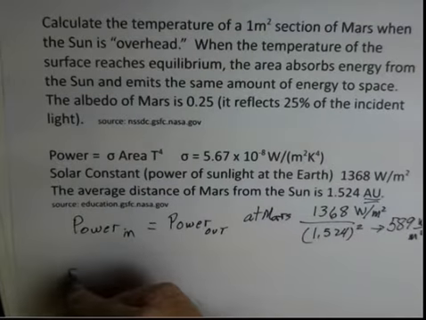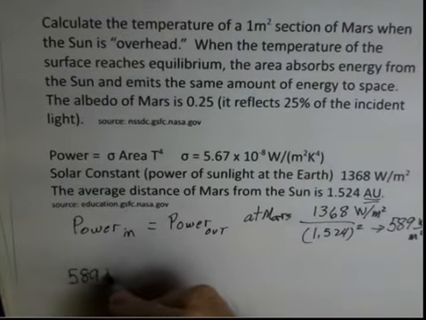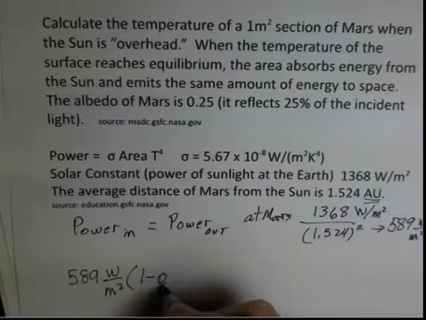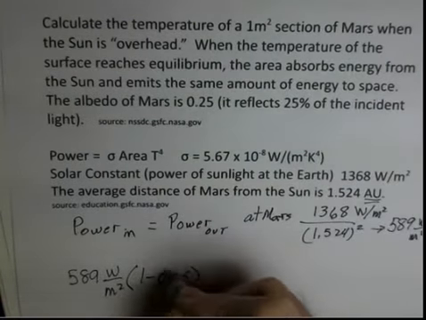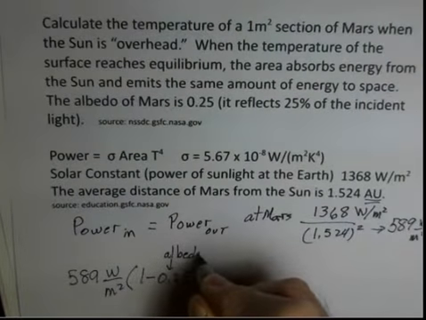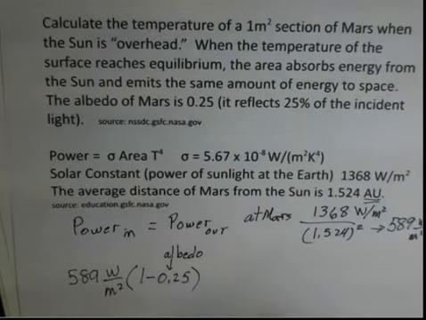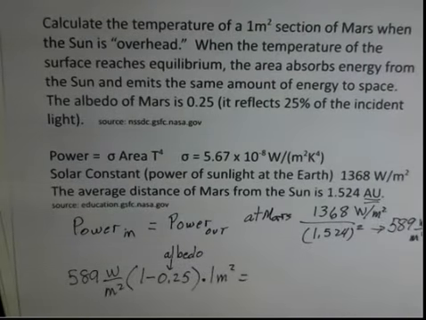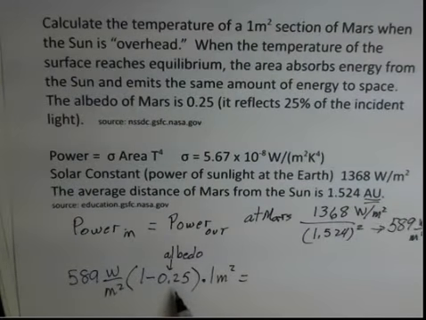So 589 watts per meter squared times 1 minus 0.25. Again, this is our albedo number, the 0.25. And then we're going to do this for 1 square meter on Mars. So the meter squared will cancel off. And I now have how many joules per second are being absorbed on the surface of Mars.